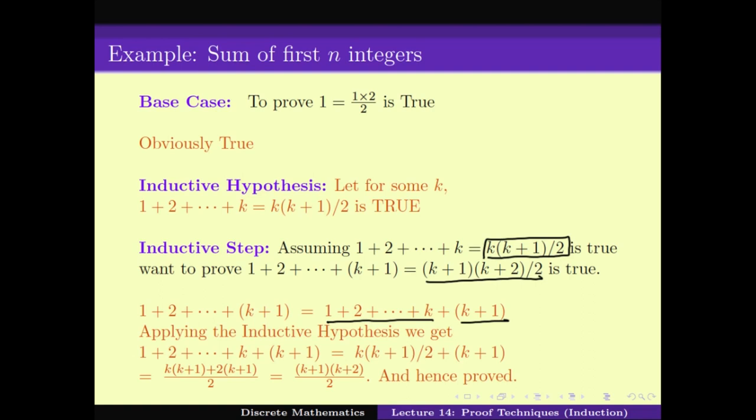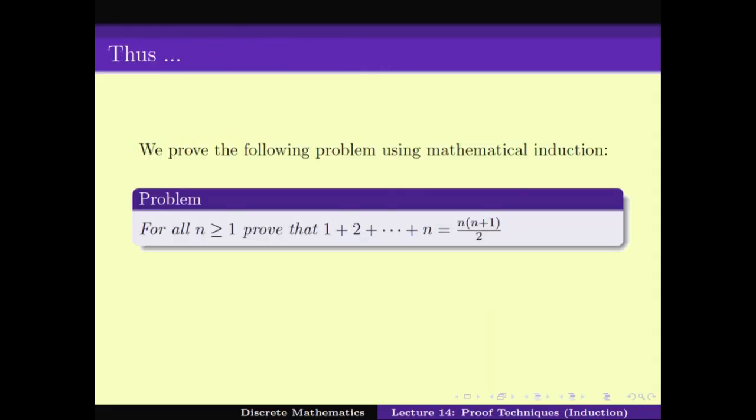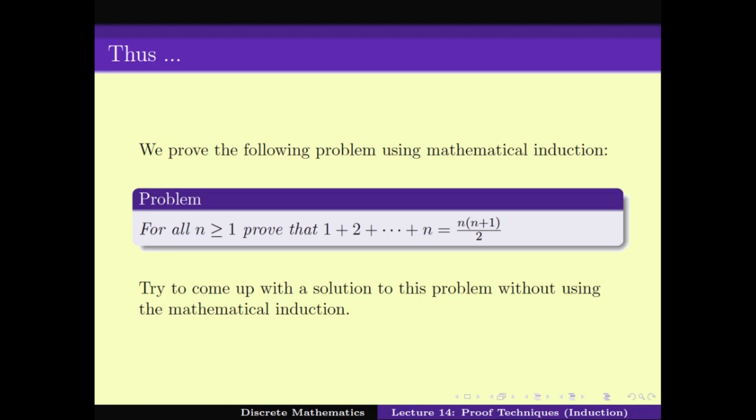So while this original problem might have looked a bit daunting, namely how do you prove that the sum of the first n integers is n into n plus 1 by 2, the principle of mathematical induction gives us a way to solve it by following three basic steps: base case, induction hypothesis, and inductive step. So we have proved this problem, and I would ask you to try to come up with solutions to this problem without using mathematical induction. In this case, it is doable, though a bit tricky. In the coming week and next week, we will be looking at various variants of mathematical induction and how to use it to solve different kinds of problems. Thank you.